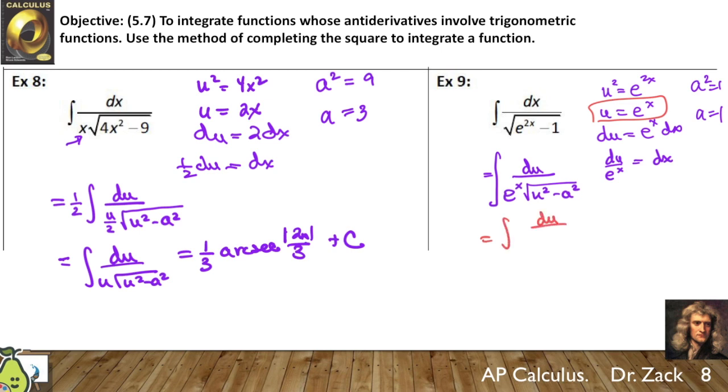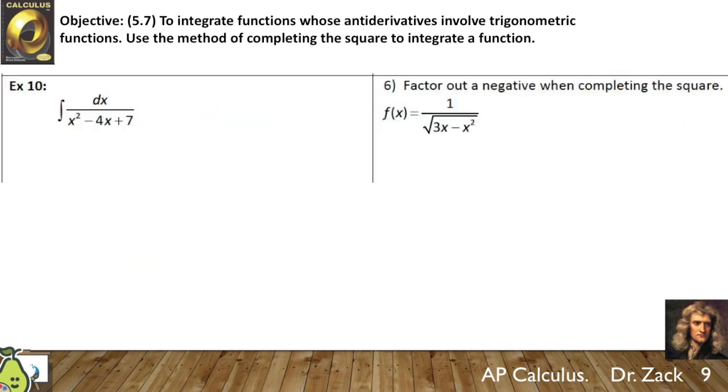This will be du over u square root u squared minus a squared, which really looks like an arcsecant again. And we'll have the absolute value of e to the x over 1 plus c. But we don't really need that absolute value.